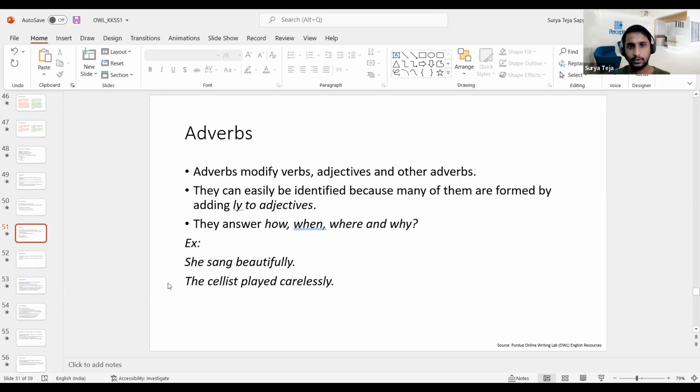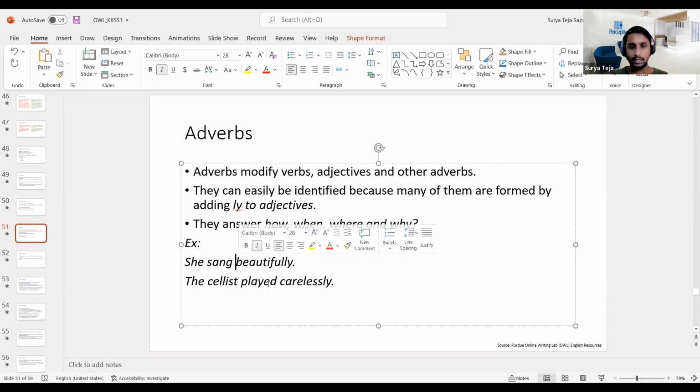Okay, so we'll move on to the next element of this session, which is adverbs. So far we have discussed adjectives, and as we have said, adjectives modify the nouns, but when it comes to adverbs, they modify verbs, they modify adjectives too, and they modify other adverbs. And it is somewhat easy to identify adverbs because many times adverbs are found by adding ly to the adjective.